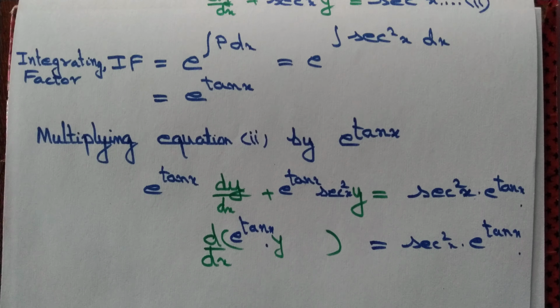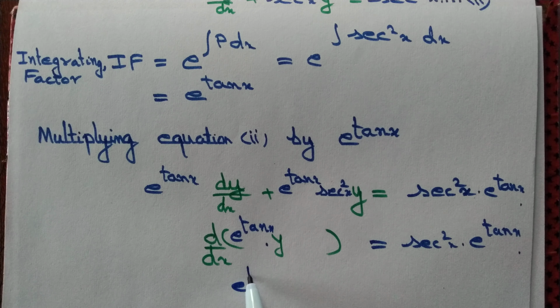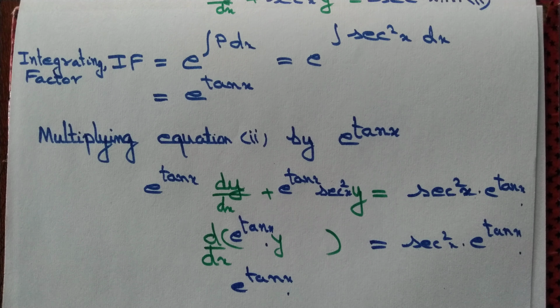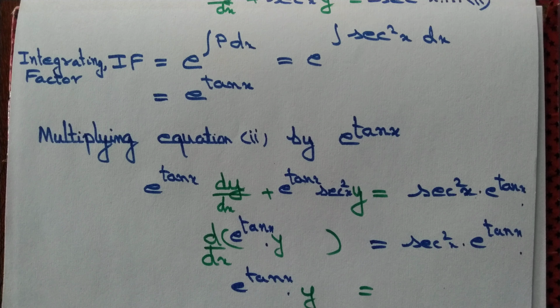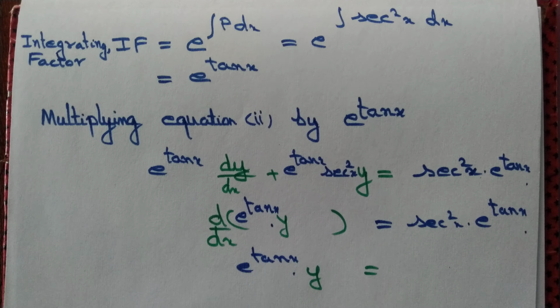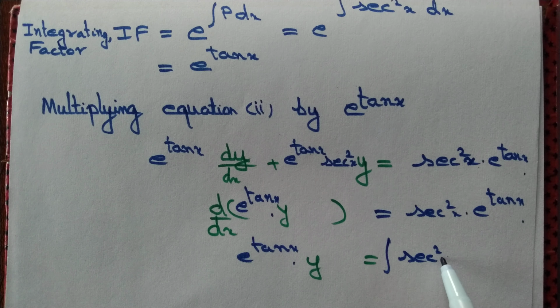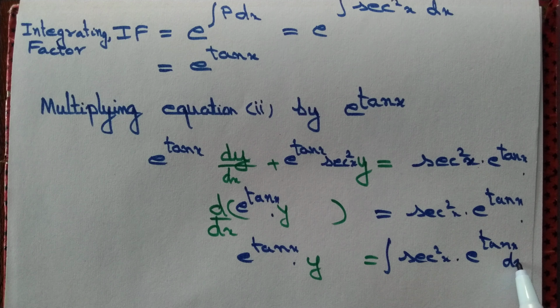Now in the left hand side we can see a derivative, and the opposite of derivative is integration. So let's integrate both sides. On the left hand side we just get e to the power tan x times y. What about the right hand side? If we integrate the left hand side, then we should integrate the right hand side as well. So the integral of sec square x times e to the power tan x dx.